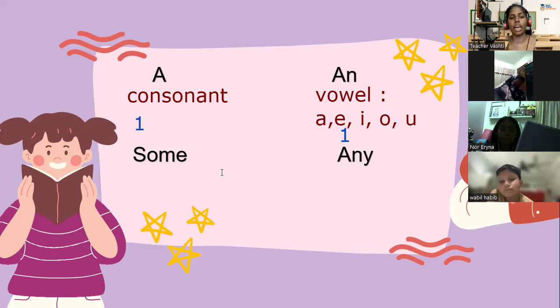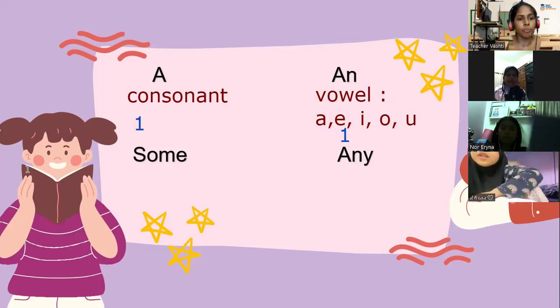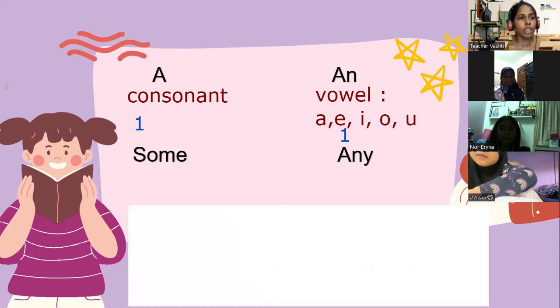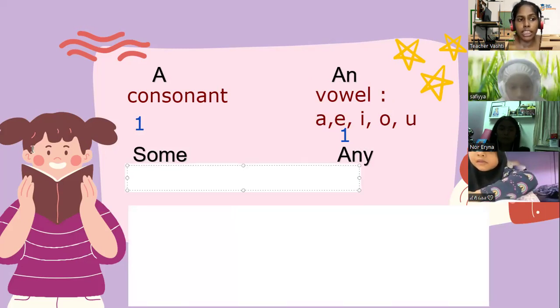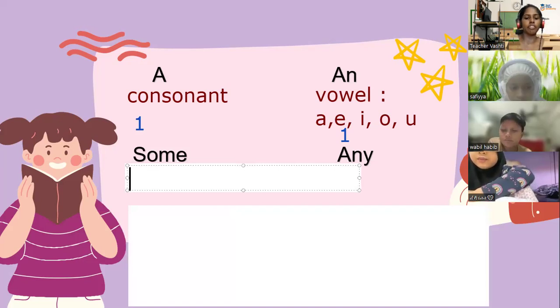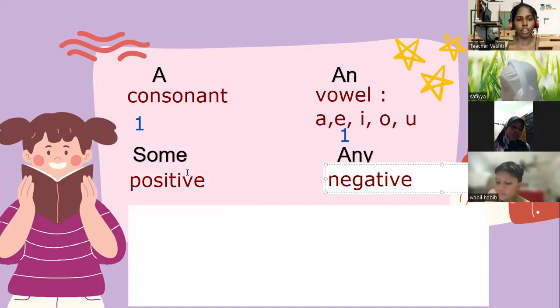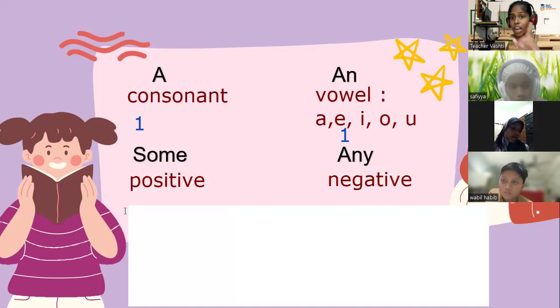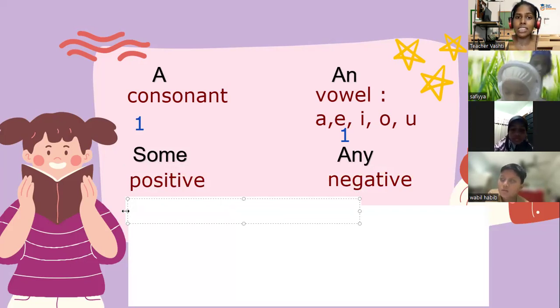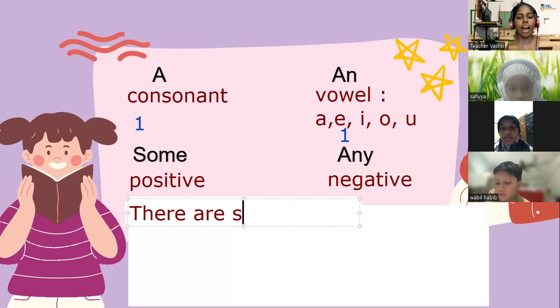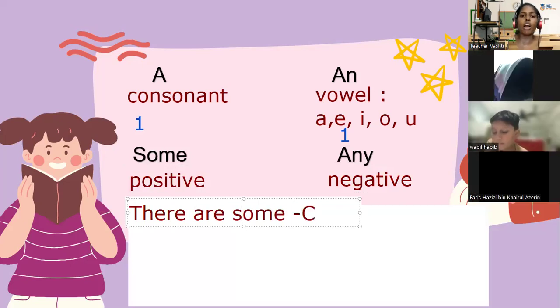Okay. Now let's look at the differences for some and any. Some is positive. What is the main thing that you have to remember? Some is for positive or negative? Positive. Okay, very good. Any is for negative. We can use, let's see, for countable and uncountable nouns. How do I write countable nouns? There are some. This is for countable nouns.